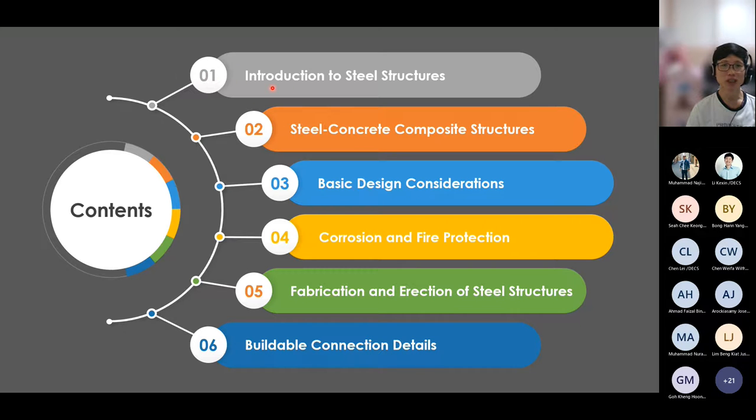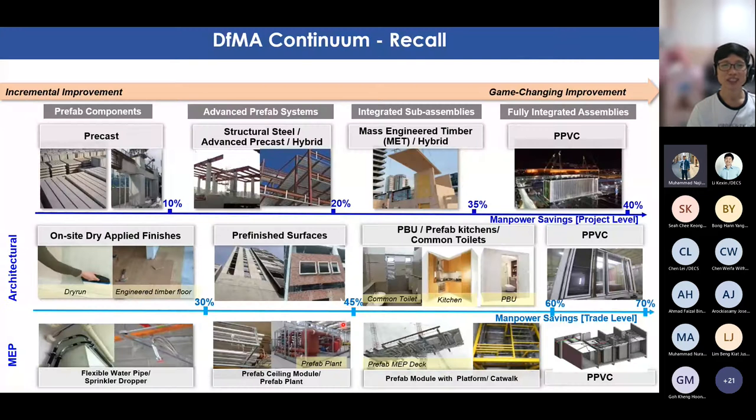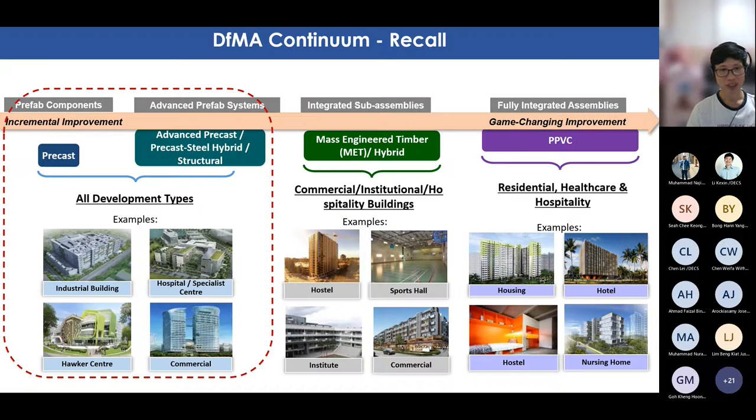Number one, the introduction to steel structure. This talks about the advantages and disadvantages. These are also important for you. Just recall the DfMA continent. Structural steel is grouped together with the APCS, the one that we touched last week. And it will be applicable for all the types, because it's quite flexible.